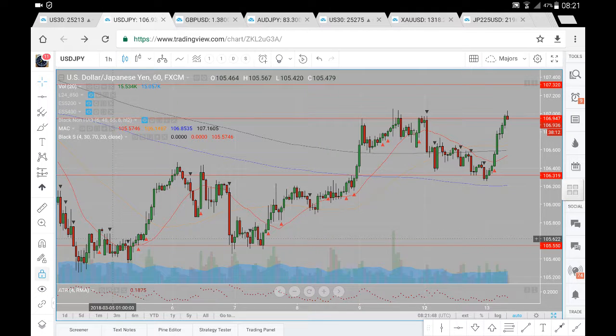So this is US dollar Japanese yen analysis for Tuesday, the 13th of March. Now, let's have a look at where prices may likely go.